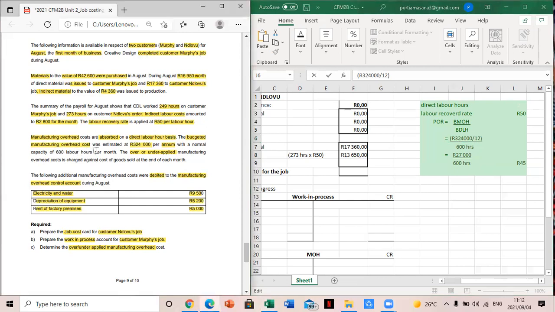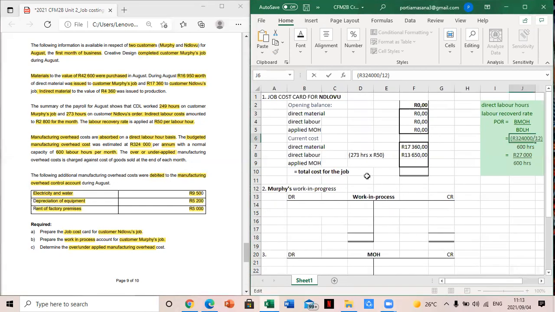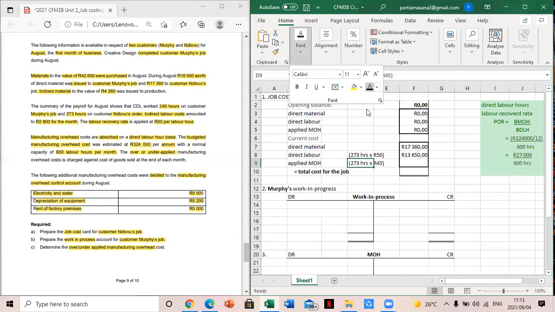So 600 labor hours were used per month. Okay, and then when we divide 324,000 by 12, we get 27,000 Rand divided by 600 hours, which then gives us a POR of 45 Rand. So this is 45 Rand per labor hour, right? Okay, so our POR is 45 Rand and our actual is going to be the actual number of hours, which is 273 times that 45 Rand, right? And then it will give us an amount of 12,285 Rand for our applied manufacturing overheads.